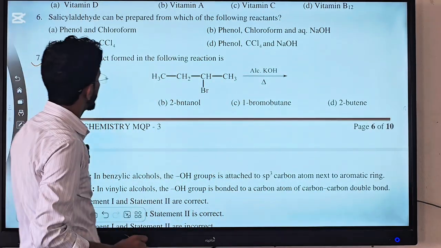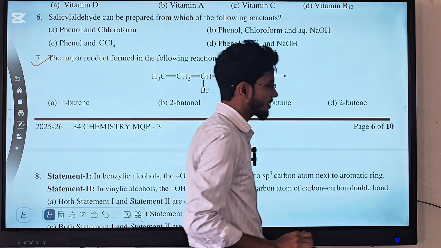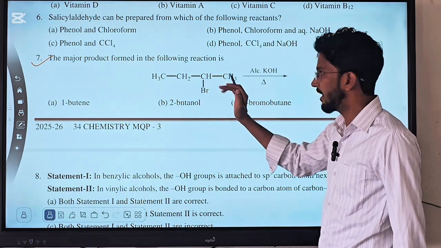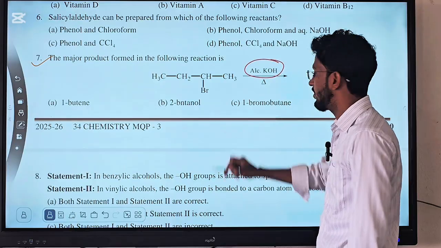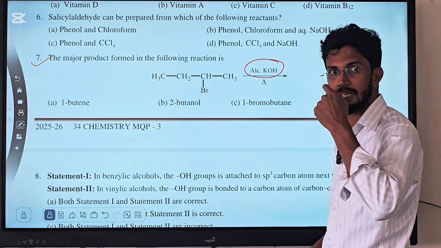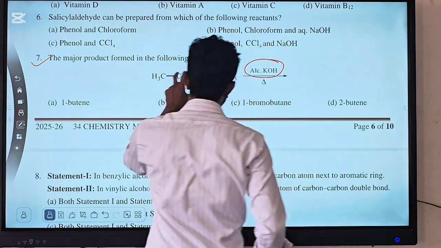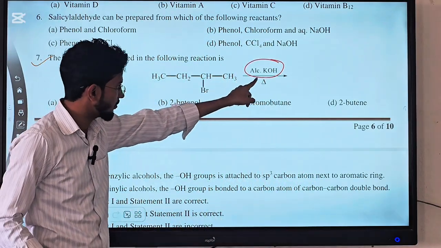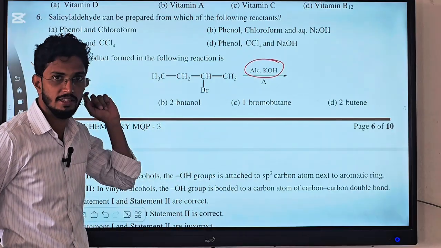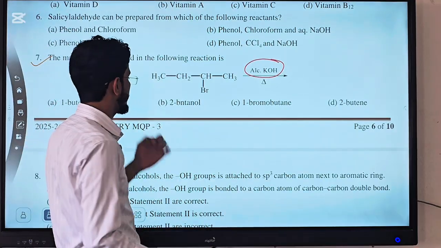What is the major product formed in the following reaction? Here the reactant is an alkyl halide reacting with alcoholic KOH. What is the function of alcoholic KOH? Alcoholic KOH acts as an eliminating reagent, so elimination reactions will take place here. If aqueous KOH is given, then substitution will take place. Here alcoholic KOH is given, which means an elimination reaction will take place.